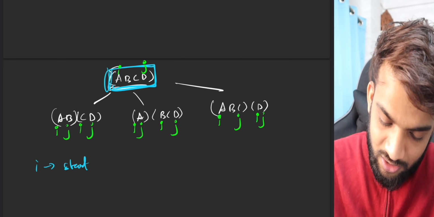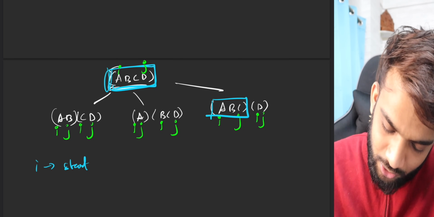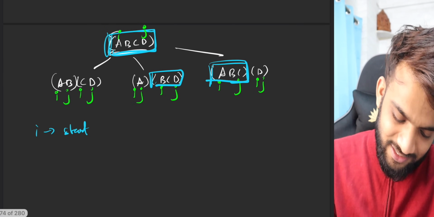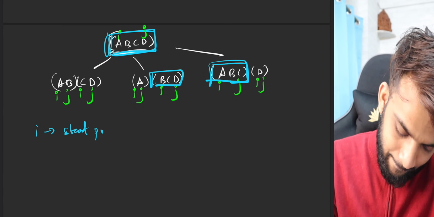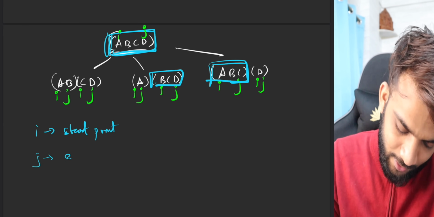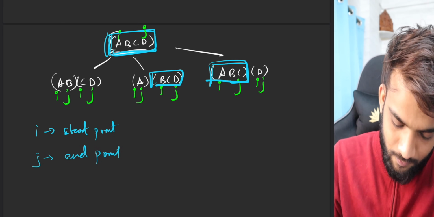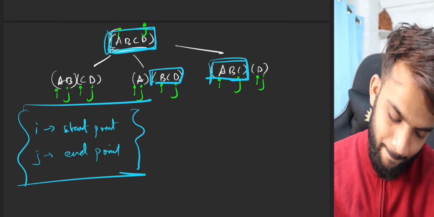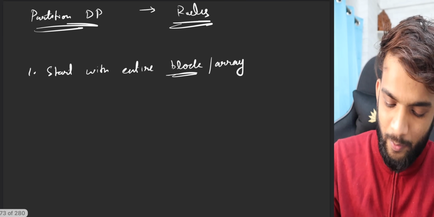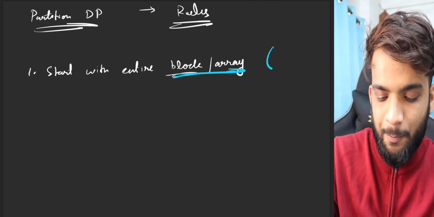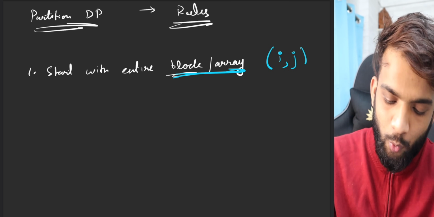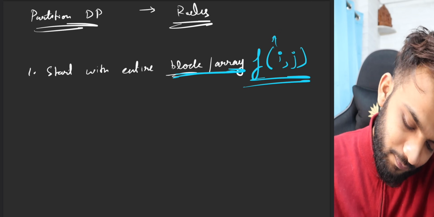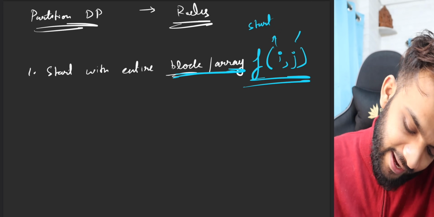Because this in itself is a problem that you're wanting to solve. So, I is the start point. J is the ending point. Remember this. Start point and the end point is given to you. Perfect. So, start with the block and array. Always represent them by ij, where I is the start point and j is the end point.